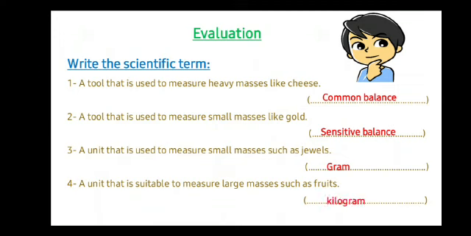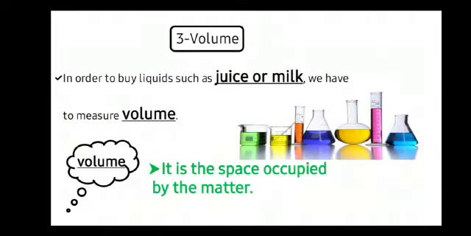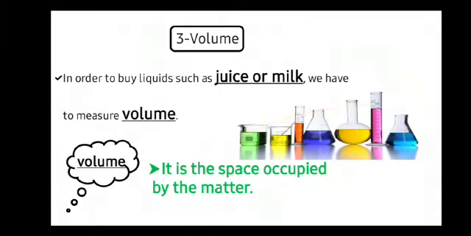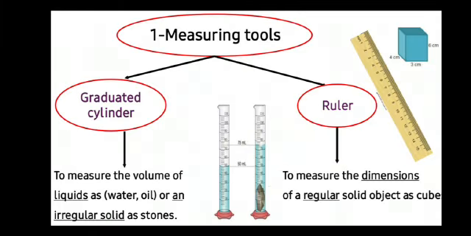Number one, common balance. Number two, sensitive balance. Number three, gram. Number four, kilogram. After that, I will talk about volume. What is the meaning of volume? Let's revise. Volume is the space occupied by the matter. Now I will talk about the measuring tools of volume.